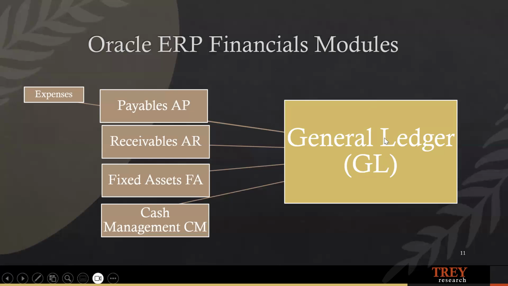So GL is for reporting purposes, and we don't create any business transactions directly in GL. Business transactions or functional transactions will be recorded in subledgers like payables, receivables, fixed assets, and cash management. Whatever subledgers we have, we record the main business transactions at the subledger level. Then using the create accounting program, we transfer to GL. So that is the main business process.